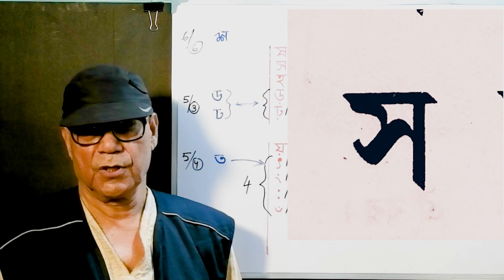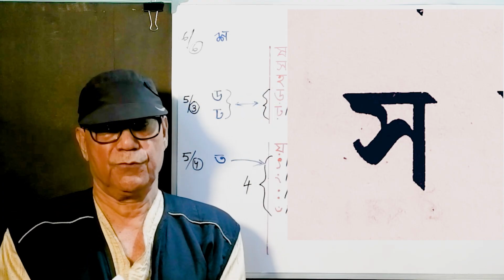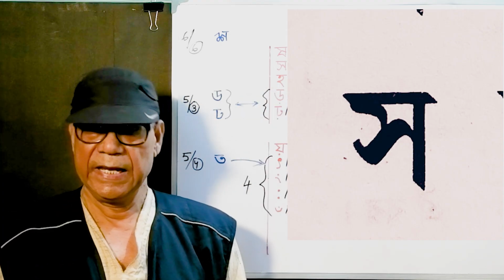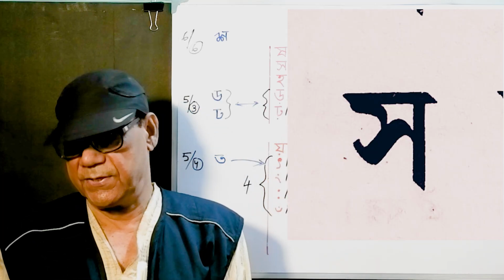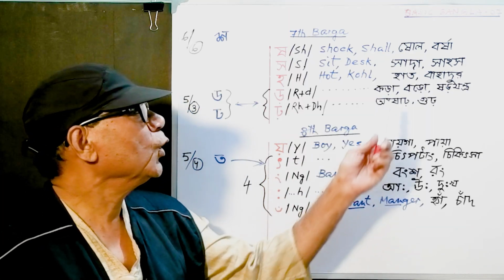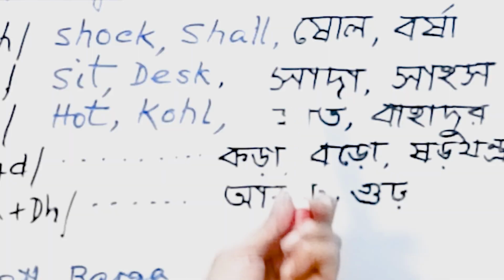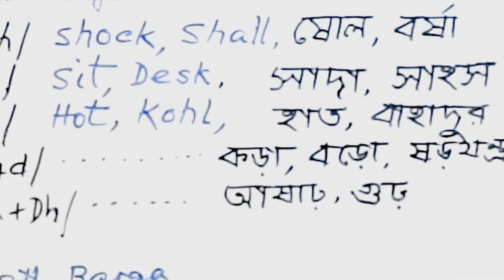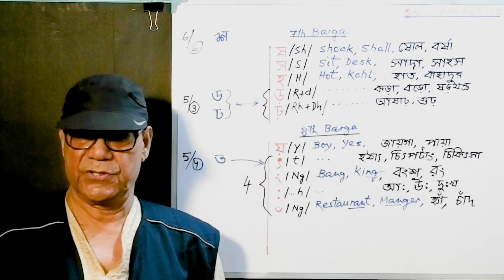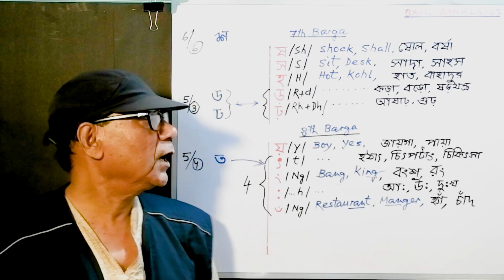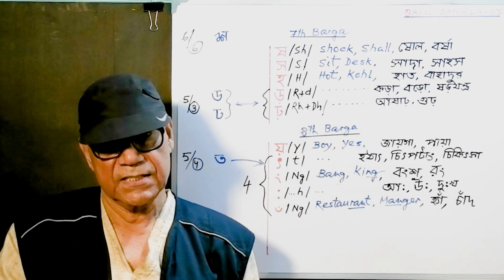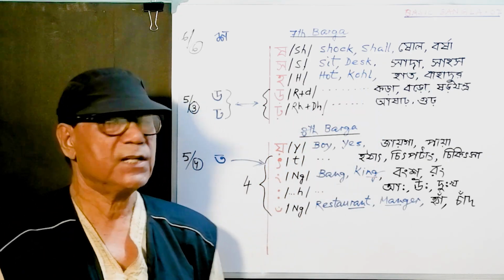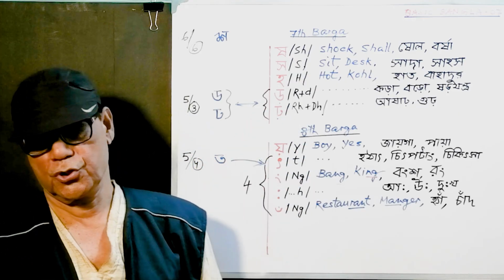Danta Sa. Danta Sa is the simplest form of a Sa sound. In English also, we have seat, we have desk, and in Bengali, we have Sada. Sada means white. We have Sahos. Sahos means boldness. So Sada, Sahos, seat, and desk. The tongue touches the backside of your teeth. That's why this is called Danta Sa.